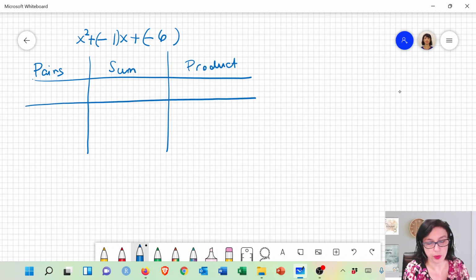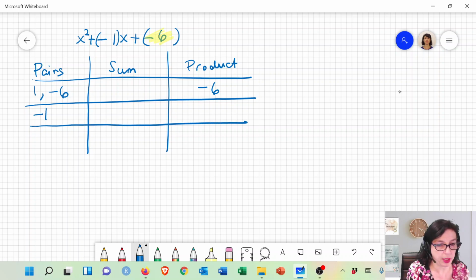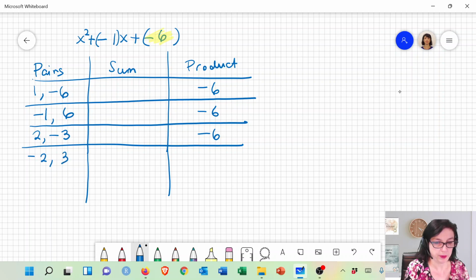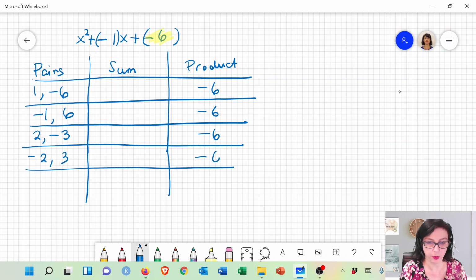Okay, and then I have to list pairs that would multiply to -6. So this has to be -6. Okay, so this shouldn't be too hard. Always start with 1, and then the other number should be negative, right? Because the product should be -6. Okay, but they're also going to be -1, +6. Okay, how about 2? Well, 2 works, and the other number would be -3, right? Because 2 times -3 is -6. So all of these work. How about -2, +3? Well, that's also going to give you -6.